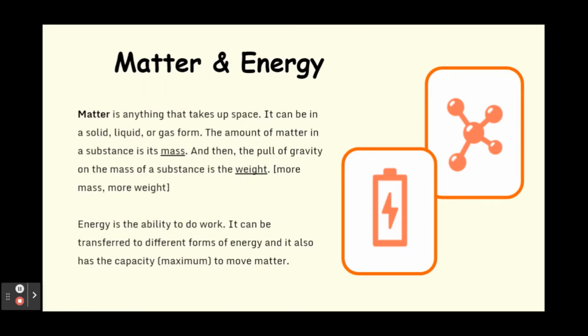So you know how sometimes you want to measure how many pounds you are or how many kilograms you are? Well, you would use the weight scale, right? So that measures how much weight you have, which is the pull of gravity on the mass of a substance. So the mass of our bodies, that's the weight. So if we have more mass, that means we have more weight. And then we have energy, and that's the ability to do work. It can be transferred to different forms of energy, and it also has the capacity, so the maximum amount, to move matter as well.